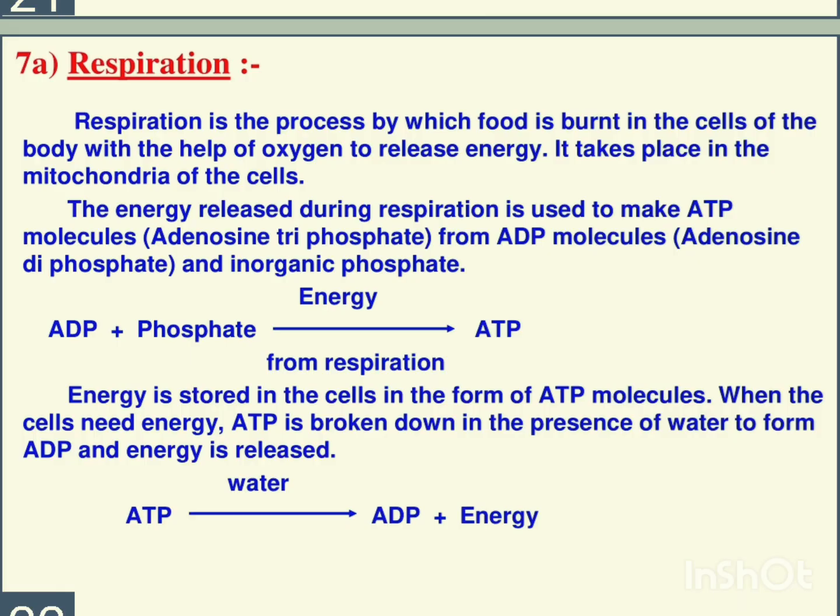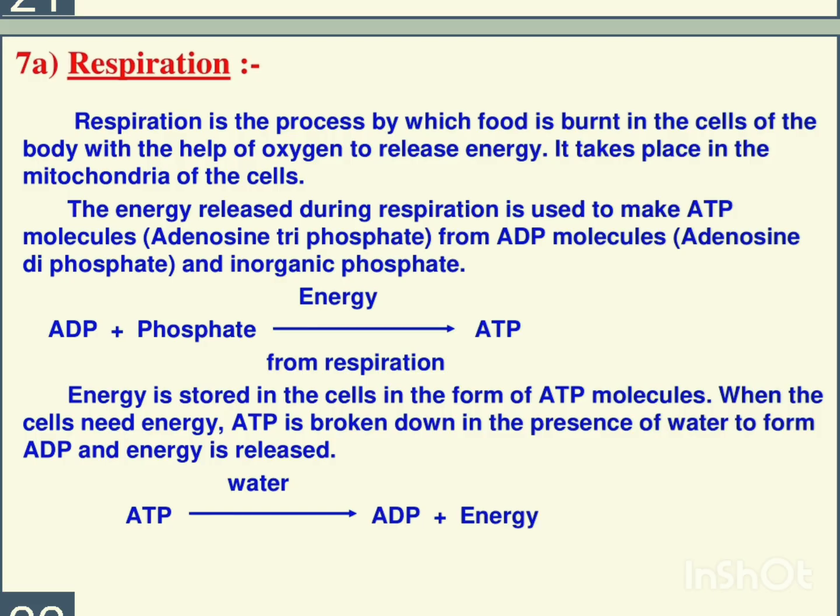Respiration is a process by which food is burnt in the cell of the body with the help of oxygen to release energy. It takes place in the mitochondria of the cell. We have already learned about this in the part 1 lesson. Why is the food burned? The food is burned to release the energy in the body. It takes place in the mitochondria of the cell. Mitochondria is called the powerhouse of the cell.